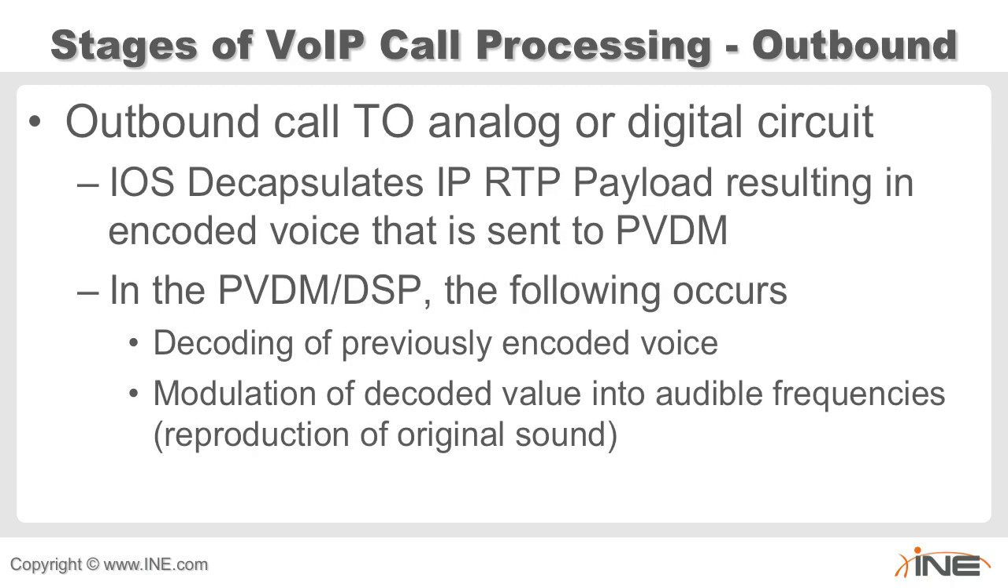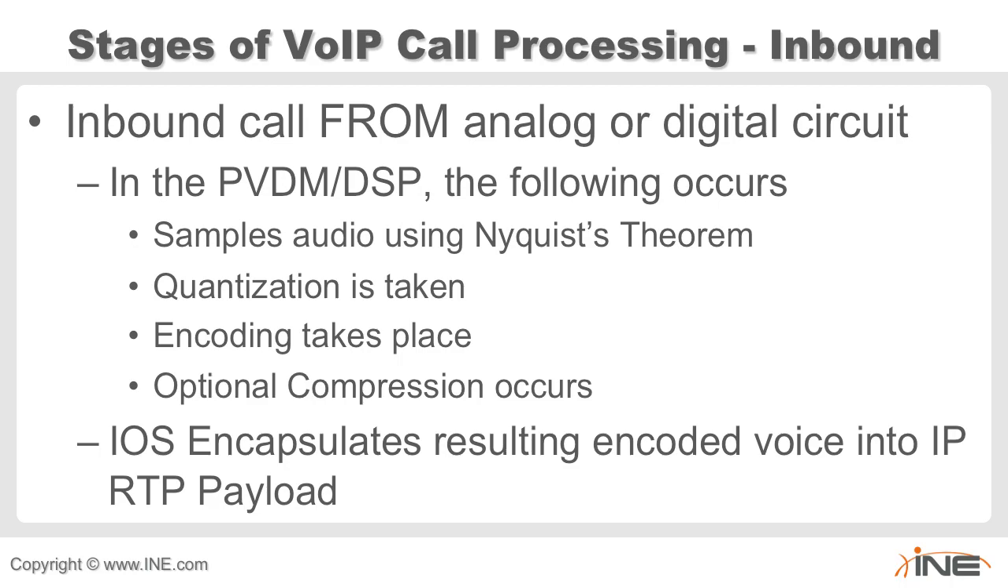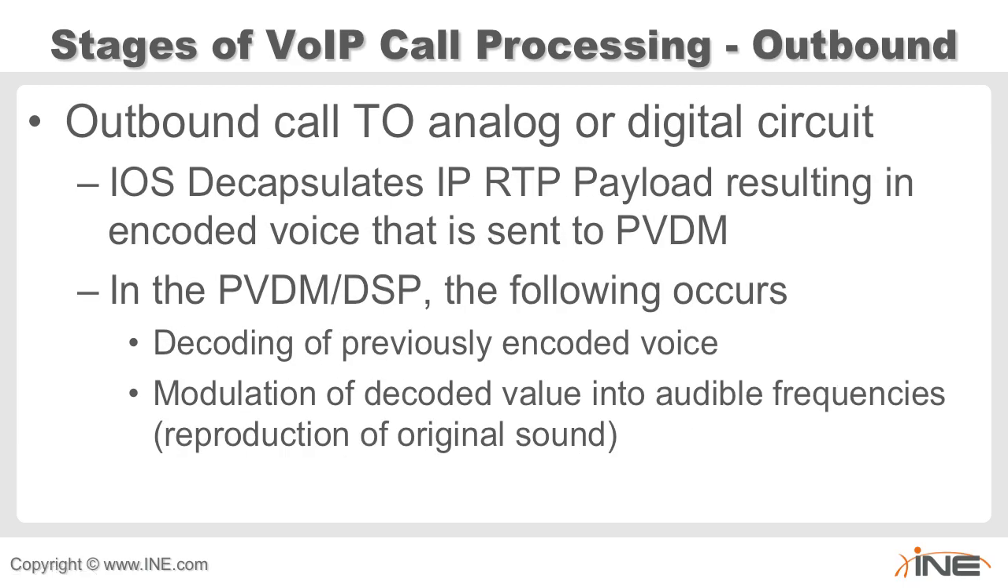On an outbound call to the PSTN, or just to an analog or digital circuit in general, actually doesn't have to be to the PSTN, could be out to, let's say this is happening on the phone. Okay, that's got a DSP. It has to translate it into audible voice, or if we were getting it, sample it from audible voice. So in an IP phone, the phone itself samples your audio, then quantization takes place, then it encodes it, then compresses it, and then packetizes it. Okay, when it's going out to an analog or digital circuit, or just out to a phone receiver handset or speaker, IOS decapsulates or depacketizes the IP RTP payload and passes it to the PVDM. The PVDM or DSP decodes the previously encoded voice and then modulates that. Okay, so it actually creates the audible frequencies, which is effectively the reproduction of the original sound.